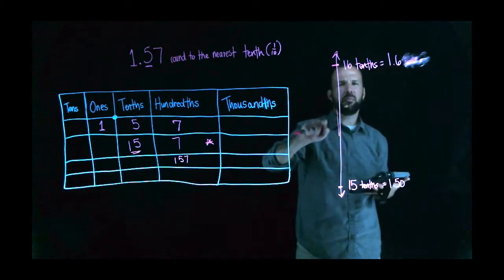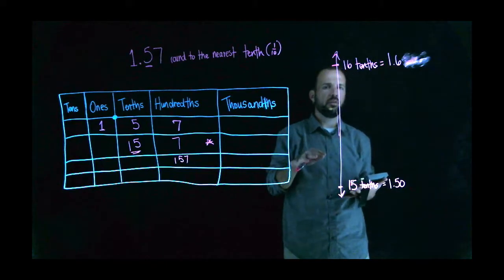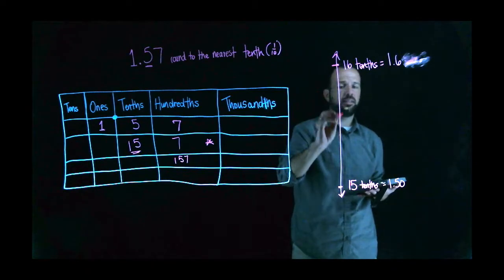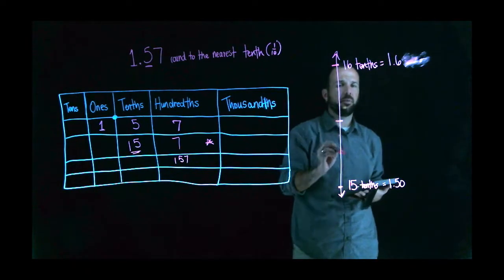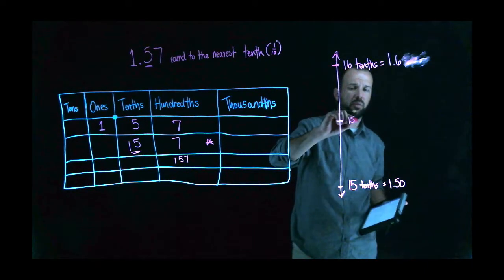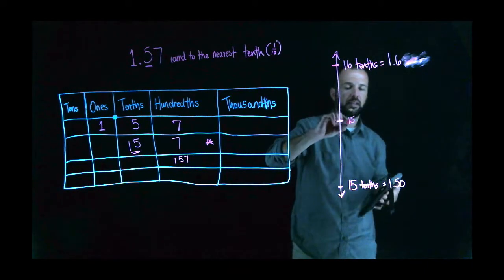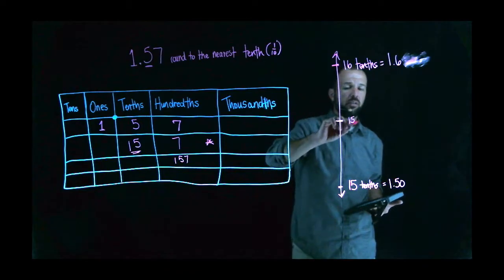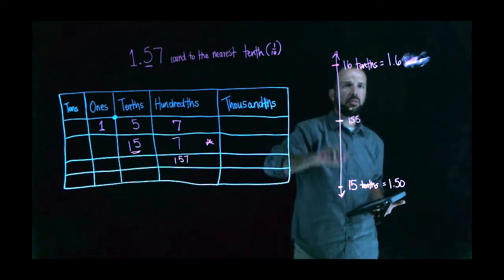Now we need to think about the middle ground. What's going to be right in the middle of those two? Well, if we think about it this way, 1.5 to 1.6, right in the middle is going to be 15 tenths plus a little more, right? 15 point something it's got to be, because it's not quite 16, but it's more than 15. So it's actually going to be, let's see, 1.55. That's going to be in between the two.